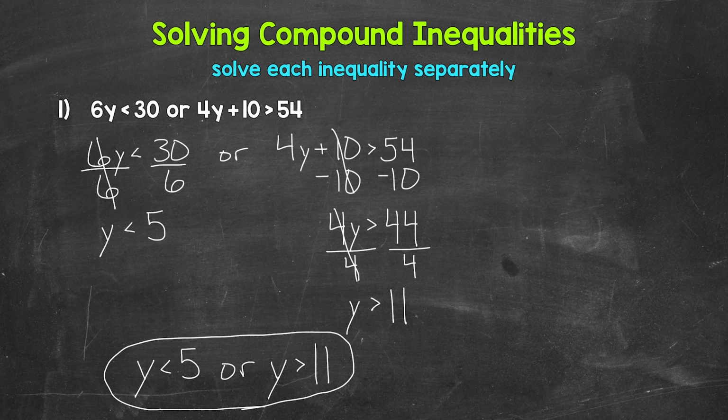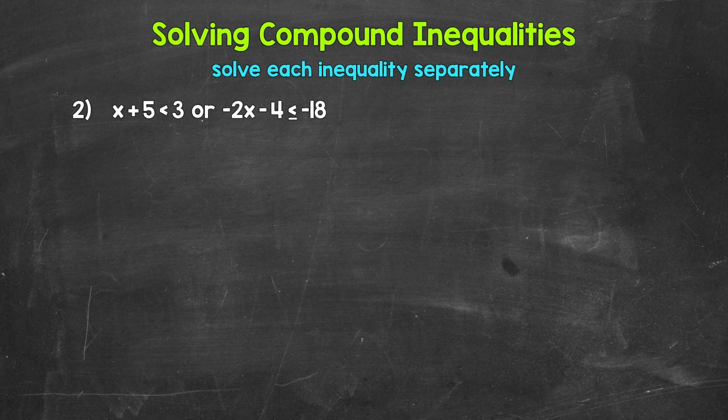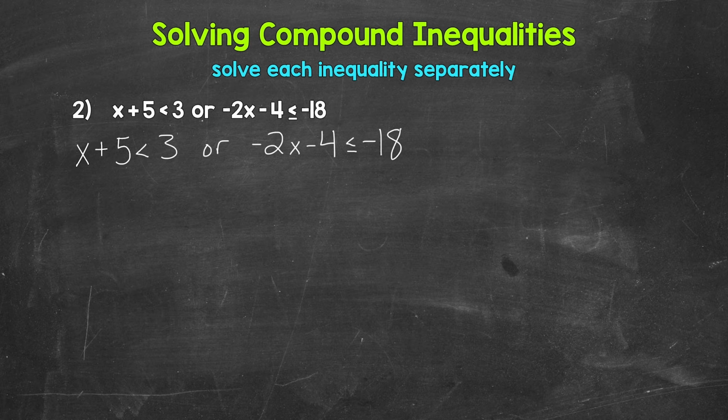Let's move on to number 2, where we have x plus 5 is less than 3, or negative 2x minus 4 is less than or equal to negative 18. So remember, we need to solve these separately. So we have x plus 5 is less than 3. And then we need to solve negative 2x minus 4 is less than or equal to negative 18.